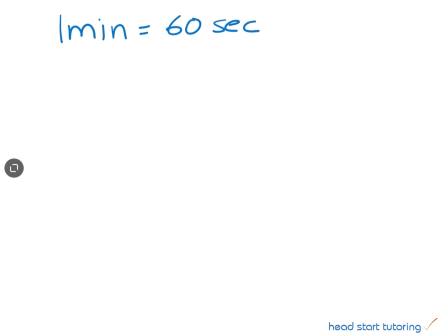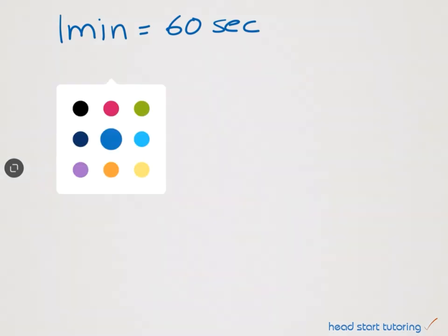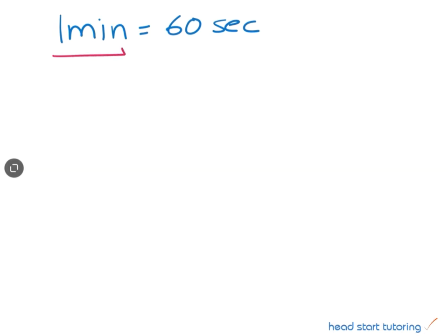One minute is equal to 60 seconds. So when we are converting from minutes to seconds, we multiply by 60. And when we are converting from seconds to minutes, we divide by 60.